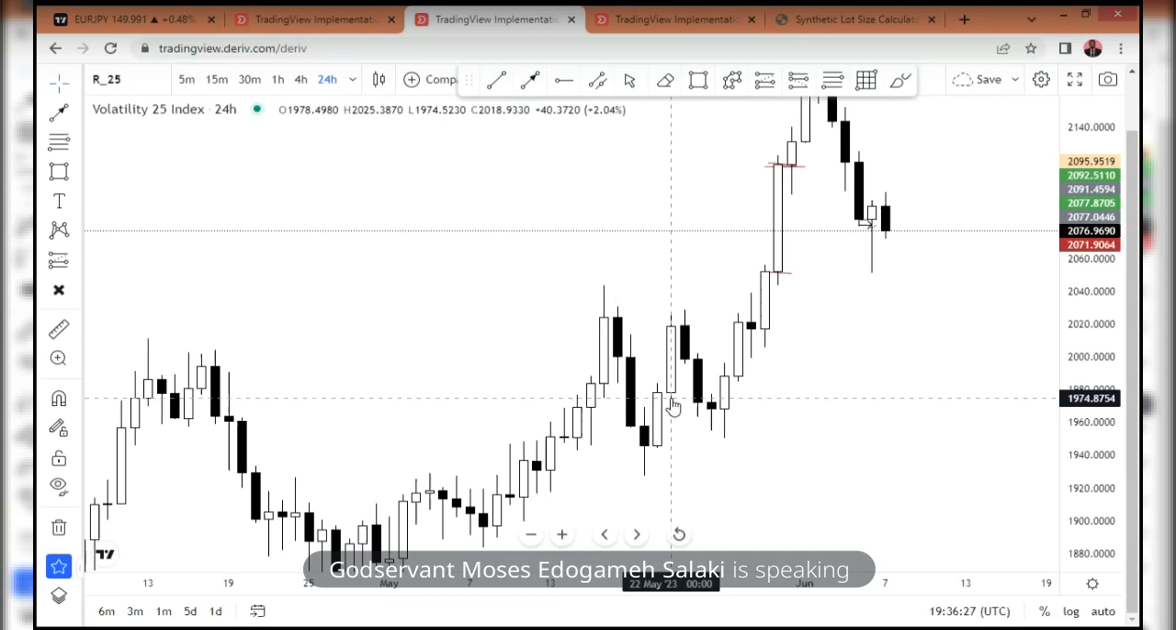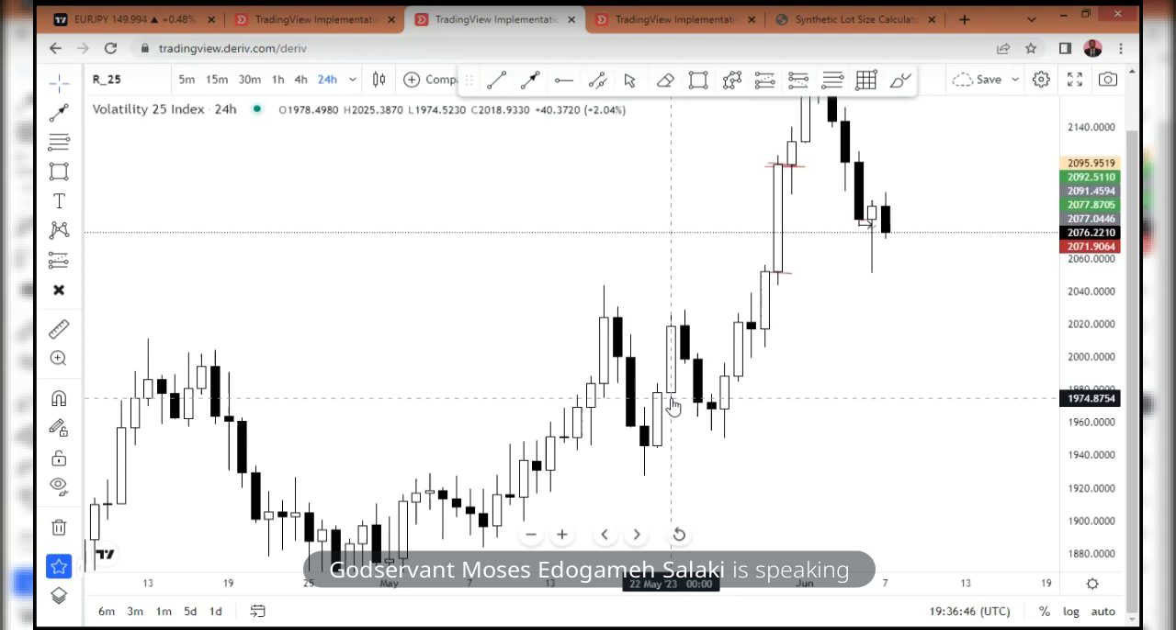Synthetic opens at 1 a.m. The new candle opens at 1 a.m. So once that last day candle closes by 12, just mark it out and expect any distribution or accumulation around that zone. Then you can go ahead and look for entry.